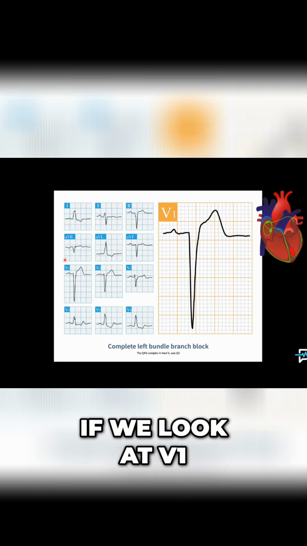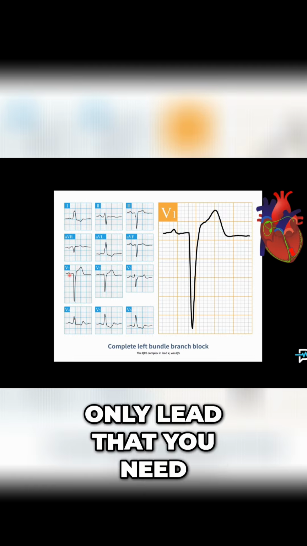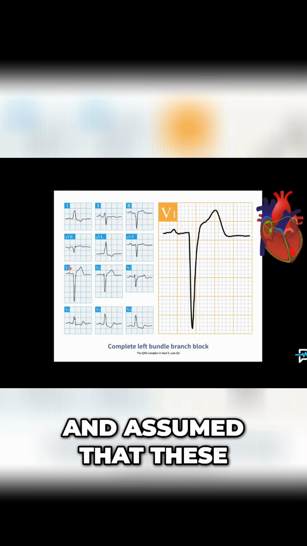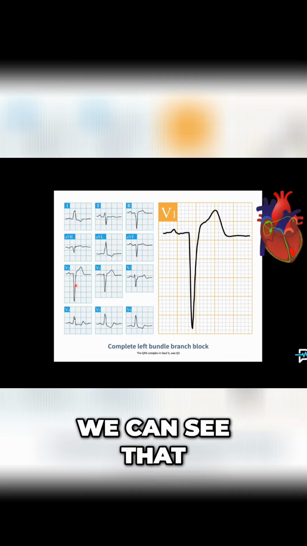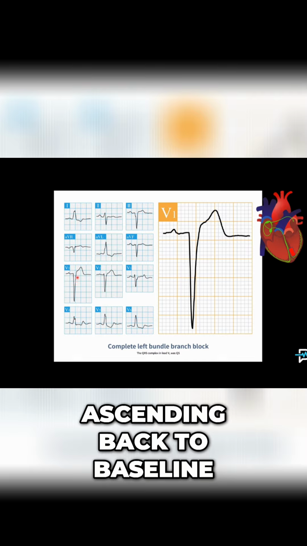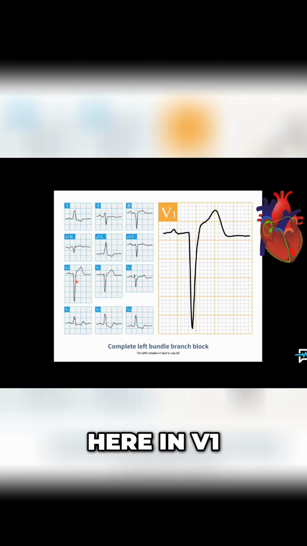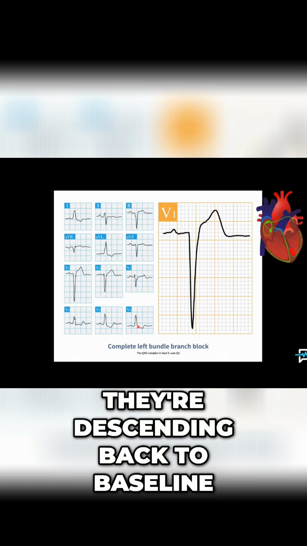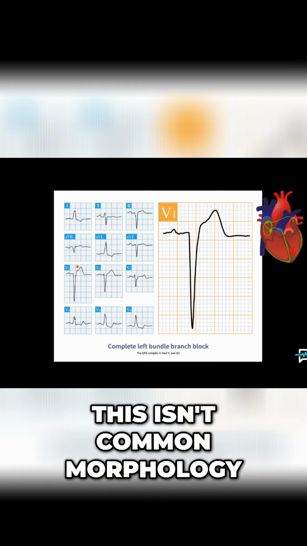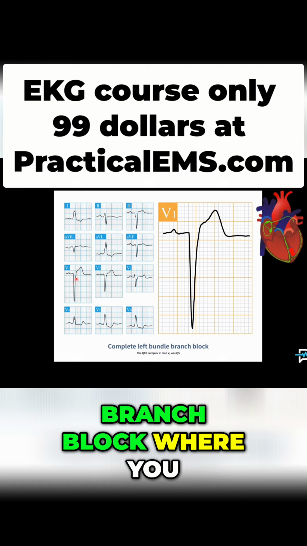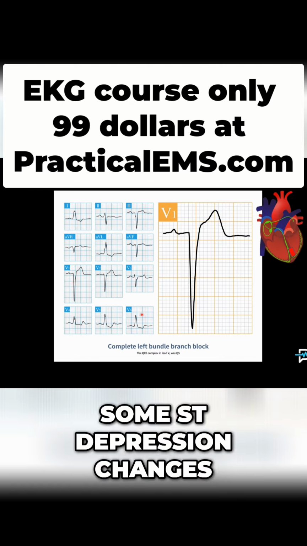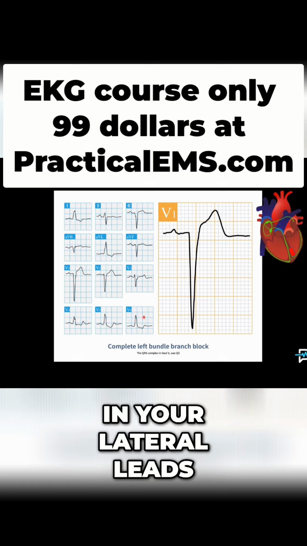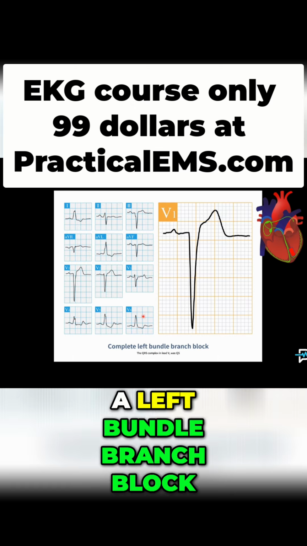So again, if we look at V1, which is really the only lead that you need, if we zoomed up and assumed that these QRS complexes are greater than 0.12 seconds, we can see that the terminal forces are ascending back to baseline here in V1, which is a left bundle. And if we look at V6, they're descending back to baseline. And again, this is a common morphology with a left bundle branch block where you see some ST elevation changes and you see some ST depression changes in your lateral leads. That's very common in a left bundle branch block.